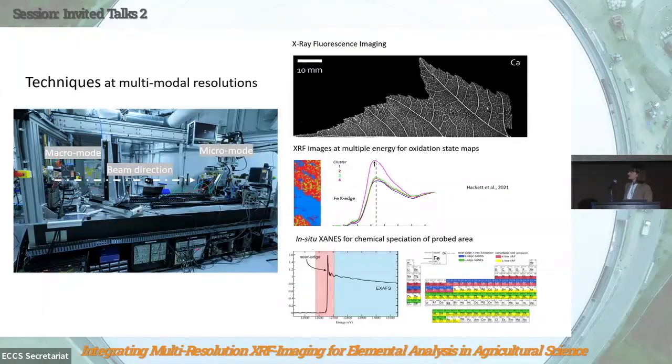Looking closer in the hatch at how it is positioned, macro mode is positioned close to the secondary source, and then we utilize KB mirrors to focus the secondary source downstream. The main technique of the beamline is X-ray fluorescence imaging. Basically, we are rastering an area with a small beam and obtaining X-ray fluorescence imaging data.